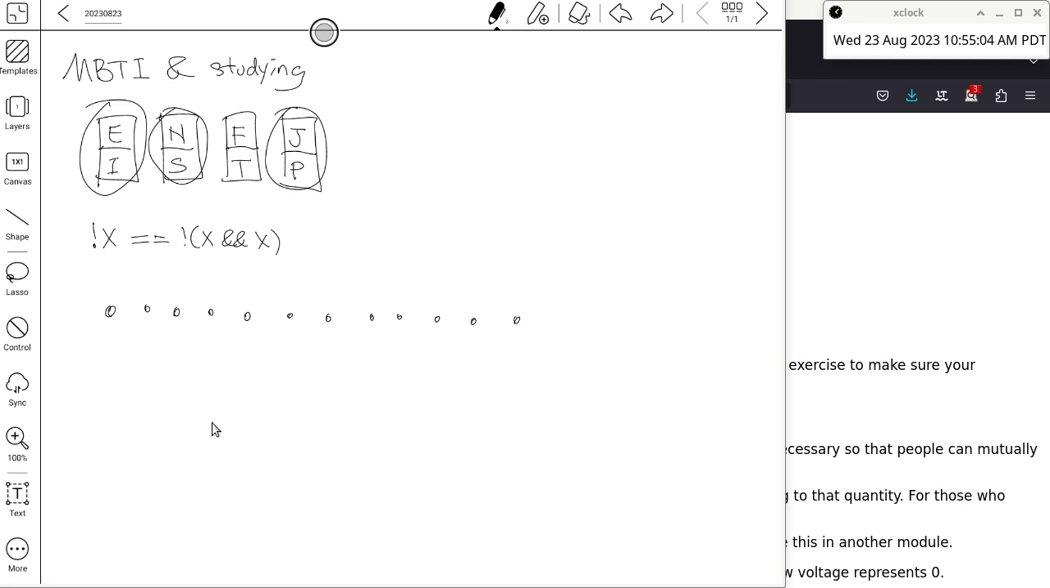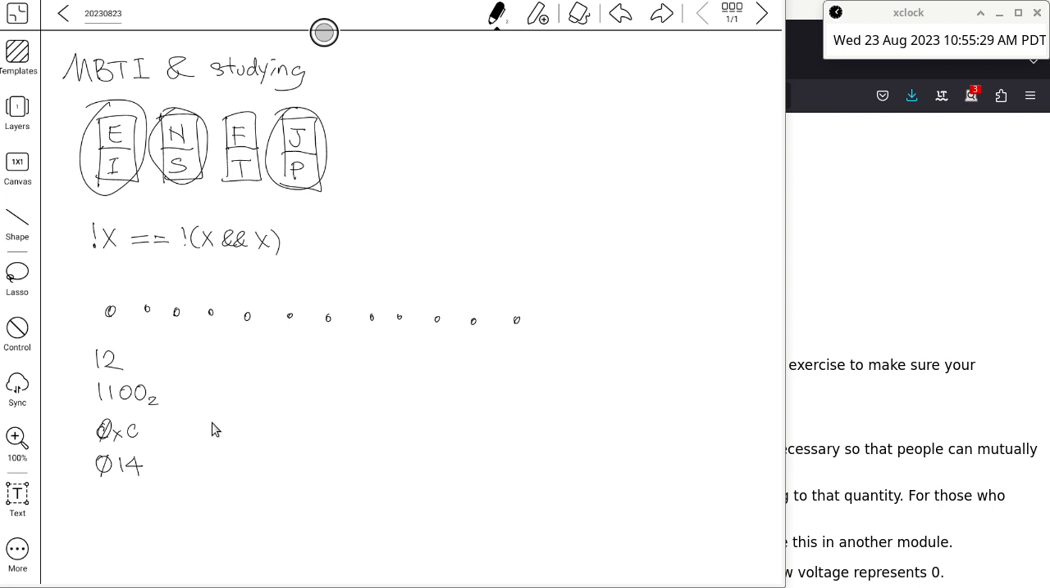That is the quantity of 12. This is how we write it as a base 10 number. This is how I write it as a base 2 number. This is how I write it as a hexadecimal number in C++ syntax. And this is how I write it as a base 8 number, also in C++.